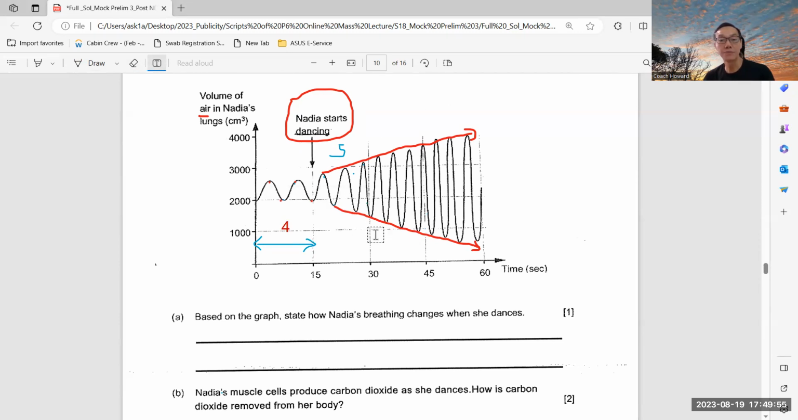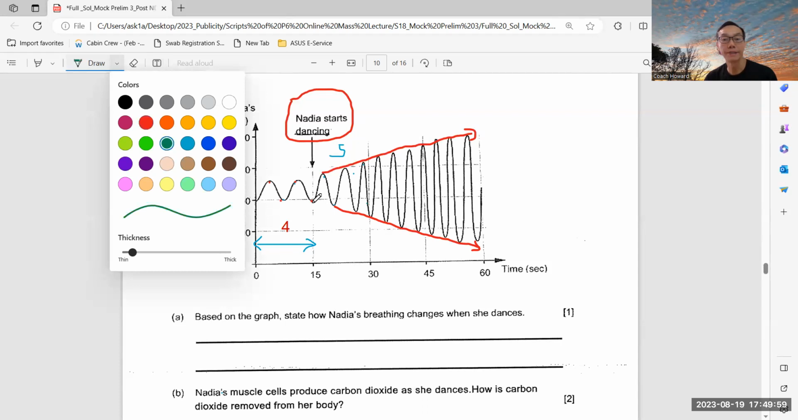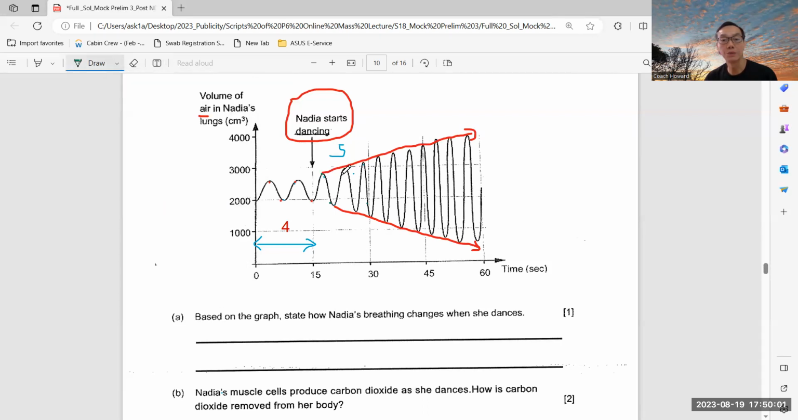And then in the next 15 seconds, you count this part, right? 1, 2, 3, 4, 5. So it is 5. So based on the graph, state how Nadia's breathing changes when she dances. Actually we can see 2 things. The first one is, as she dances, she breathes faster. Nadia's breathing increases.